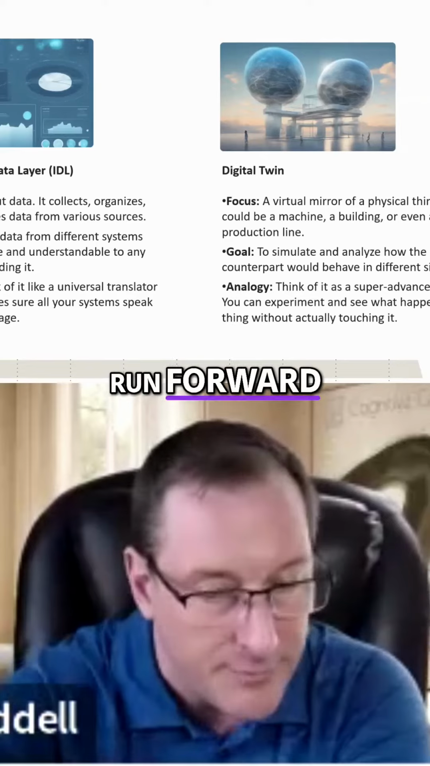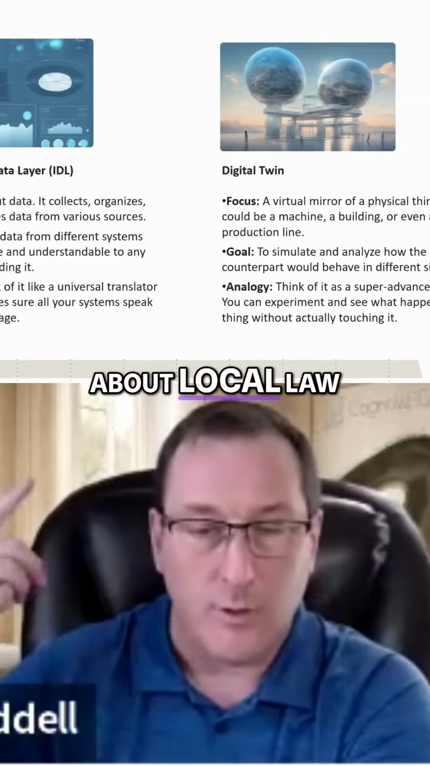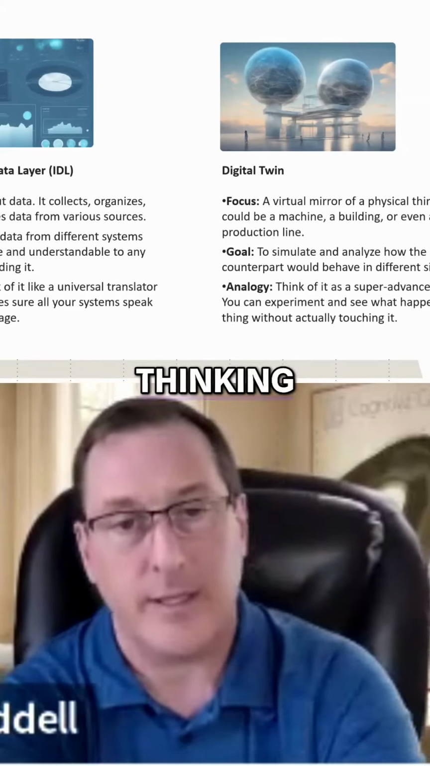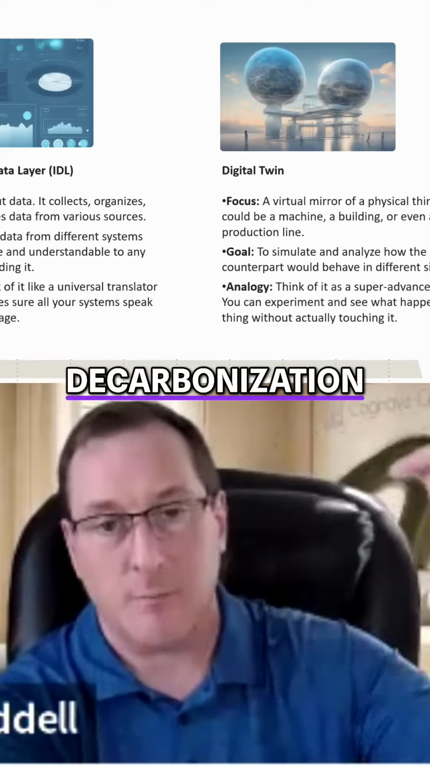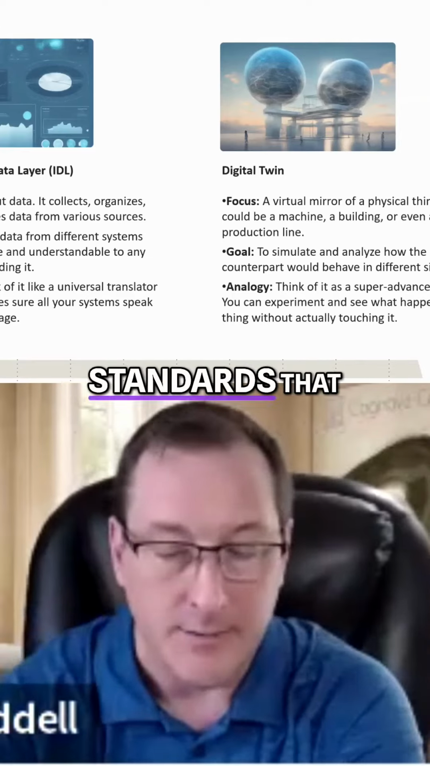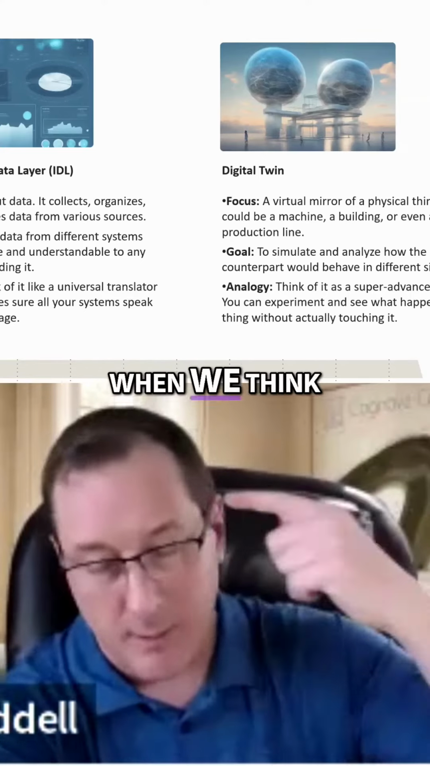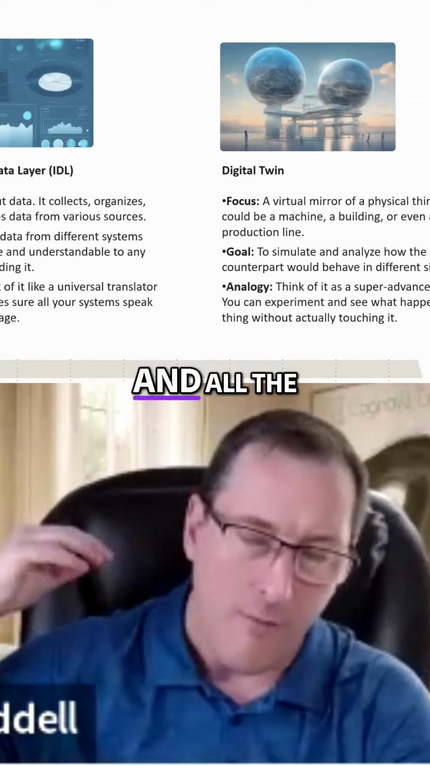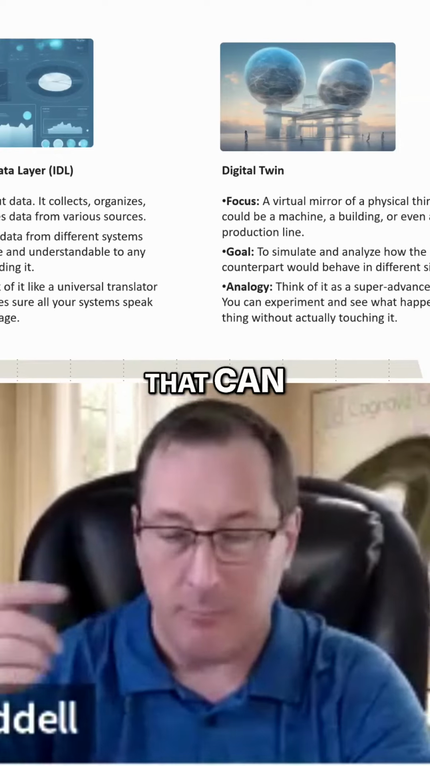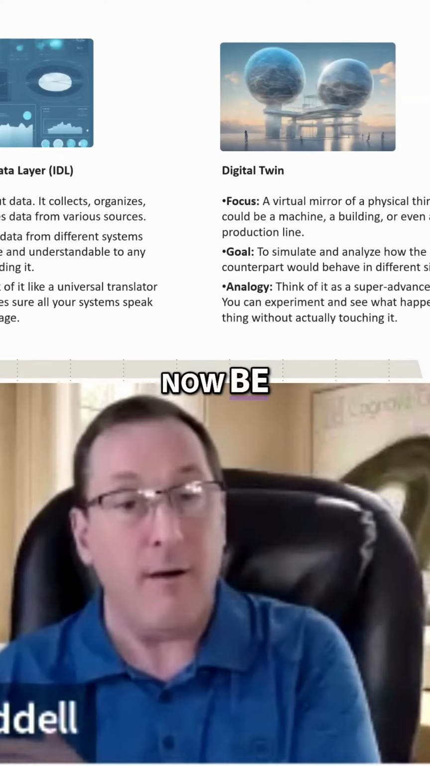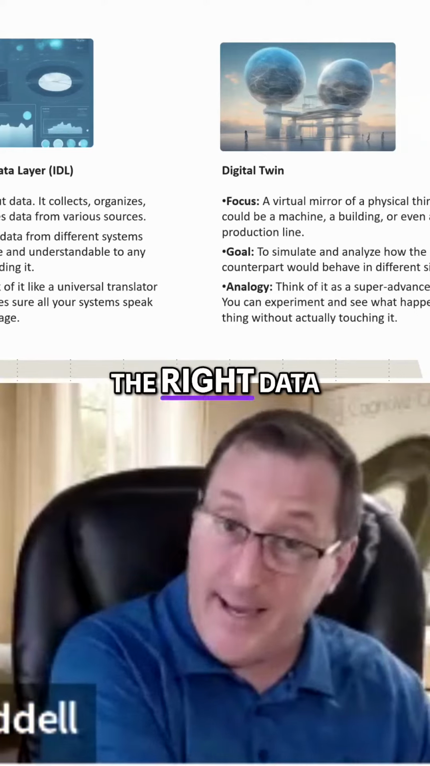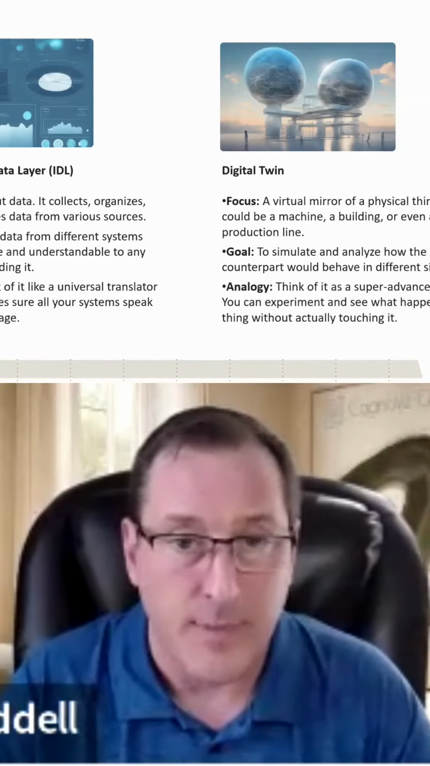Let your head run forward for just a little bit. When we think about Local Law 97 in New York, and we start thinking about decarbonization and reporting, and we think about the new reporting standards that are happening in Europe from an ESG perspective, when we think about WELL building and all the reporting and benchmarking that can be done there, those can now be automated, assuming you have the right data in the independent data layer.